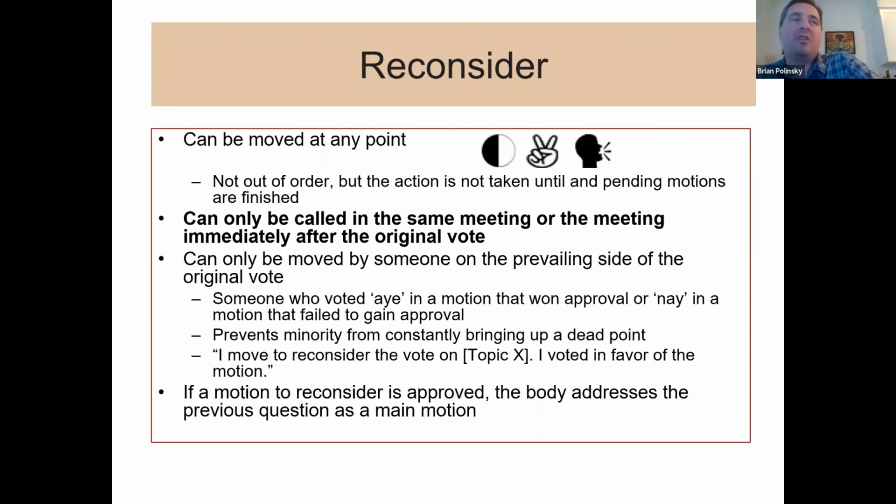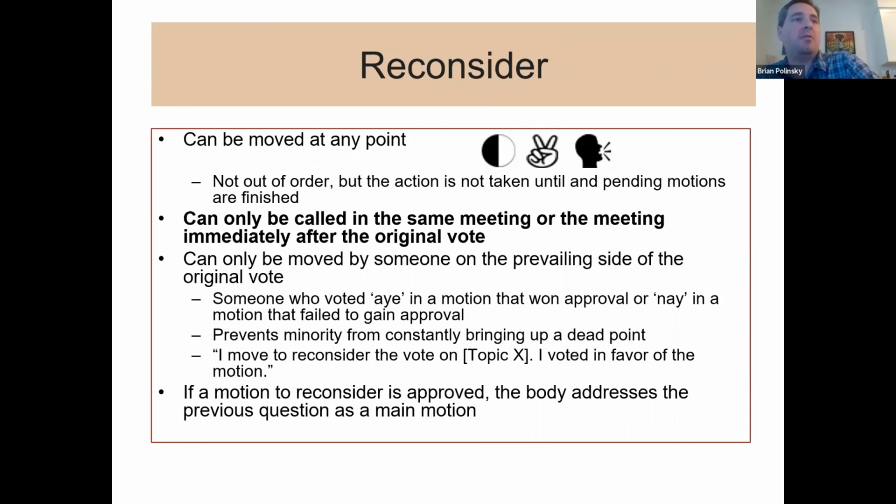And then we have motion to reconsider. This can be moved at any point. And when I'm saying motion to reconsider, that's reconsidering a motion that's already been considered and voted on previously. This is something that can be done by a simple majority vote. It does have to be seconded and debate will occur. It is not out of order to make a motion to reconsider, but the action is not taken until any pending motions are finished. This bolded point is very important as well. It can only be called in the same meeting or the meeting immediately after the original vote. Those are the only two times it is in order to make a motion to reconsider.